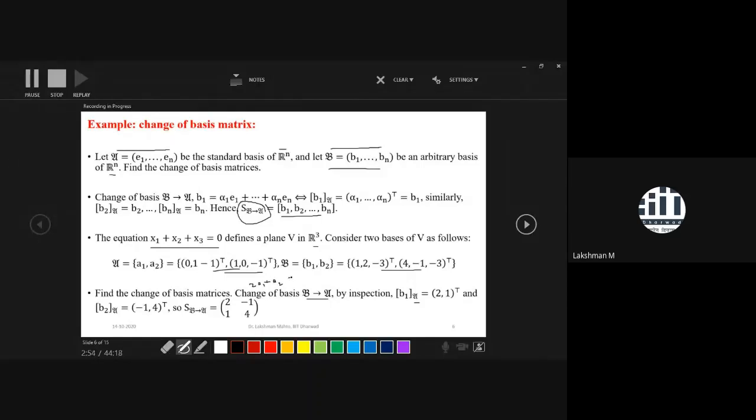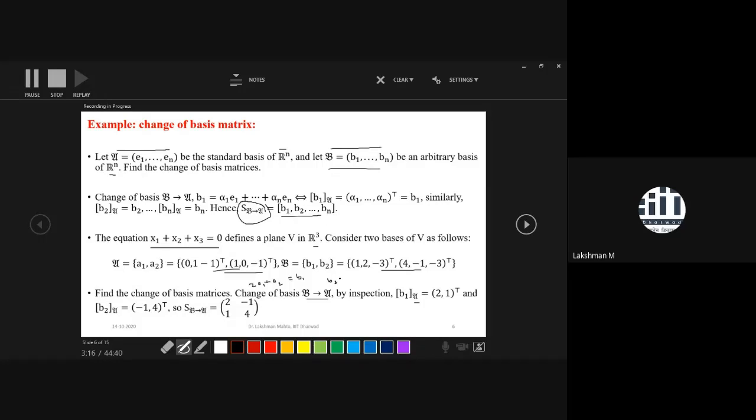You will get the vector having coordinates 1, 2, minus 3. That means you will get B1. So through inspection, you don't have to, otherwise you have to apply the Gaussian elimination method. Through inspection, you can come to know that B1 equals A1 plus A2. Similarly, through inspection, you will see that B2 is what?